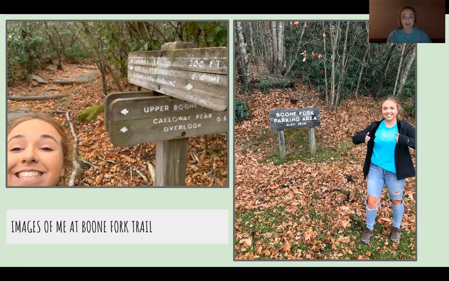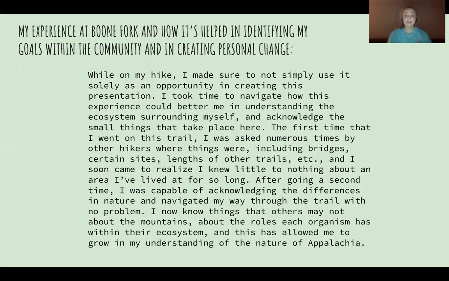My experience at Boone Fork and how it's helped in identifying my goals within the community and in creating personal change. So basically, while on the hike, I made sure to not simply use it solely as an opportunity to create this presentation. I took time to navigate how this experience could better me and understand the ecosystem surrounding myself and acknowledge the small things that take place here.